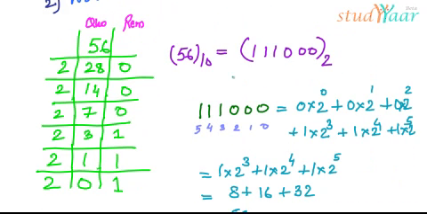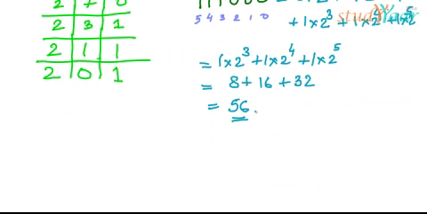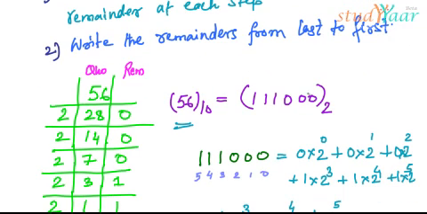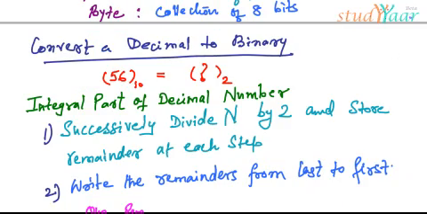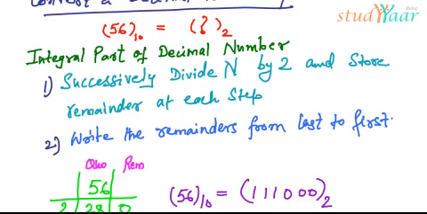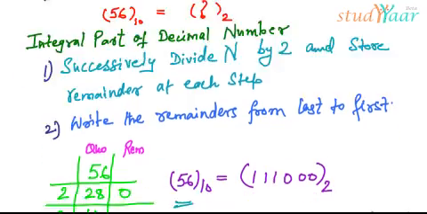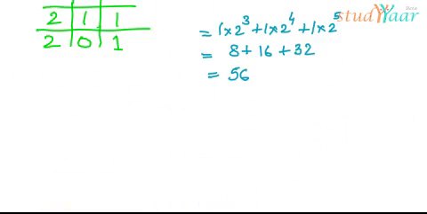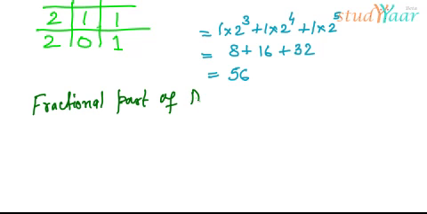What did we begin with? We began with 56 and we ended up with 56. Therefore, this is the right binary representation. So this was converting an integral part of a decimal number into an equivalent integral part of a binary number. Now let's understand how we convert a fractional part of a decimal number.